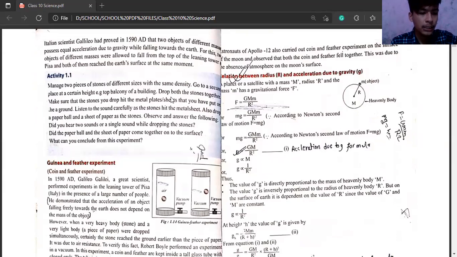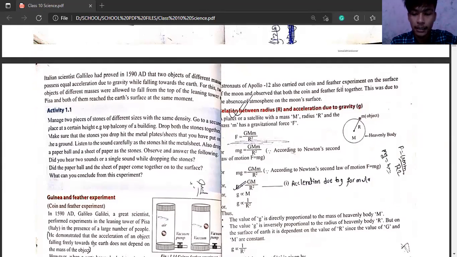Okay, tomorrow we'll do the coin and feather experiment. Right? Any question for today?